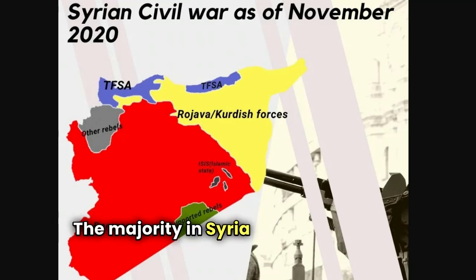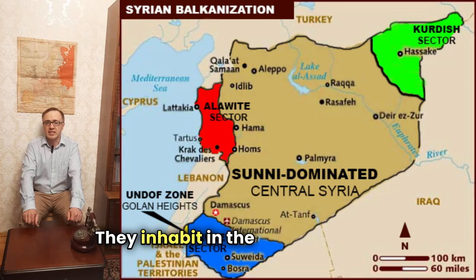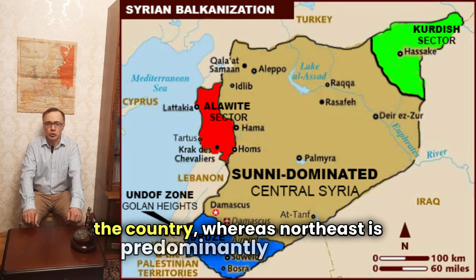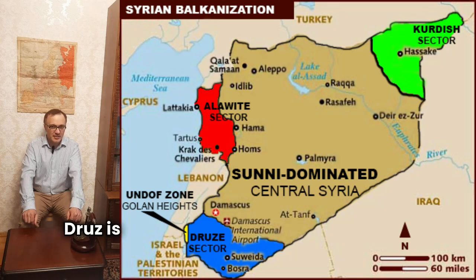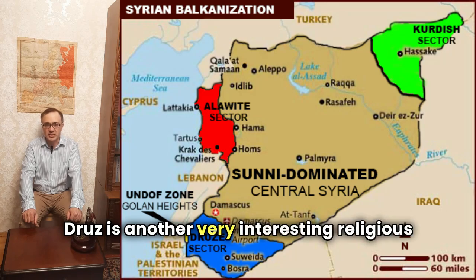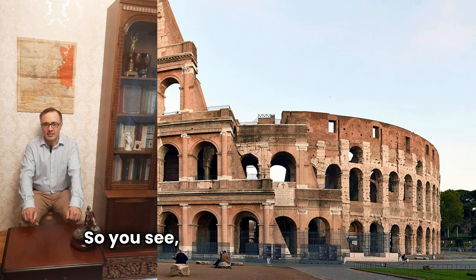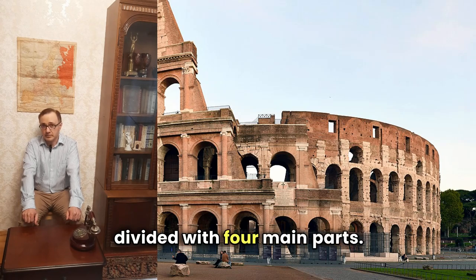The majority in Syria is represented by Sunni Muslims. They inhabit the central part of the country, whereas the northeast is predominantly Kurdish. And finally, the south is mixed, but with a Druze majority. Druze is another very interesting religious sect. They live in Syria, in Lebanon, and also in Israel. So you see, the country is extremely divided into four main parts.